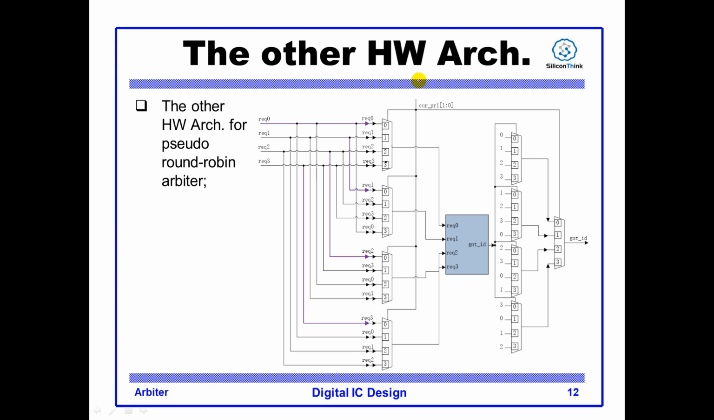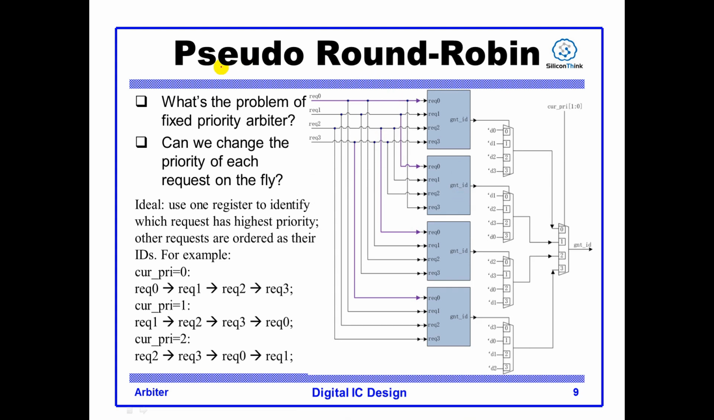This is the other hardware architecture for pseudo round robin. This is the architecture figured out by one of my students. I will introduce his idea here. For the original pseudo round robin architecture, we have used 4 fixed priority arbiters, and he wants to reduce the logic area. So this is the starting point of his idea.